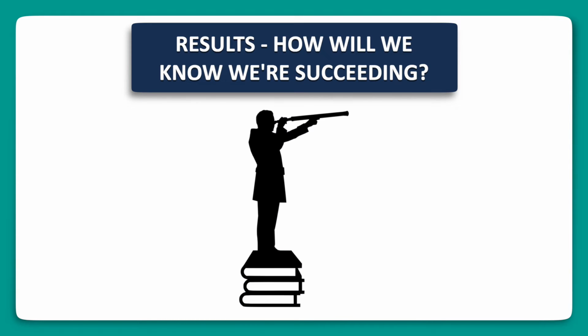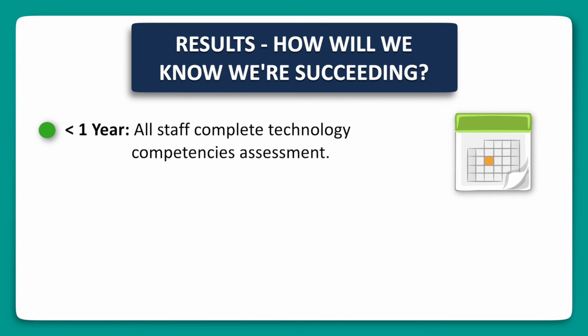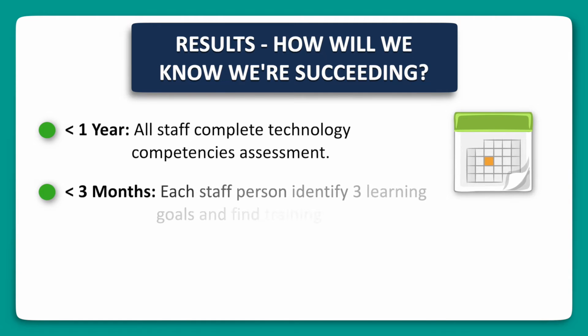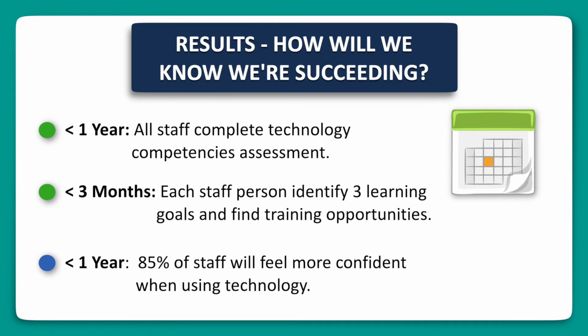Examples of measurements might be outputs, or identifying actions that will have happened, such as within the first year, all staff will complete the technology competencies assessment, or within 3 months, each staff person will identify 3 learning goals and identify training opportunities that support those goals. Or they might be outcomes, identifying the value of impact, such as within the first year, 85% of staff will say they feel more confident when using technology.